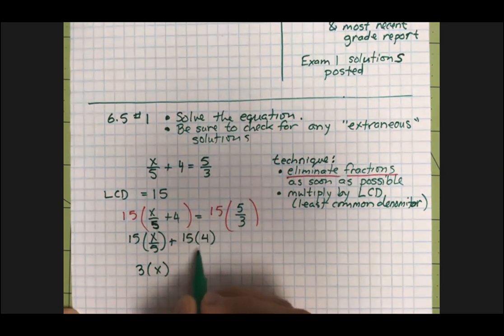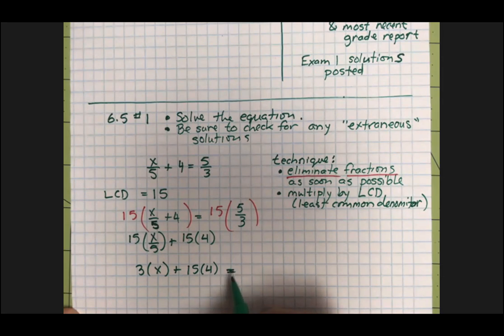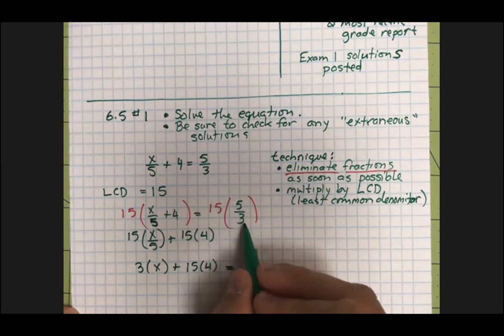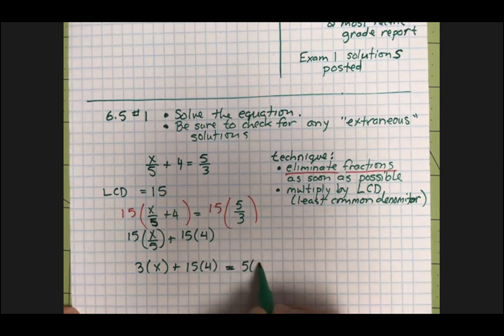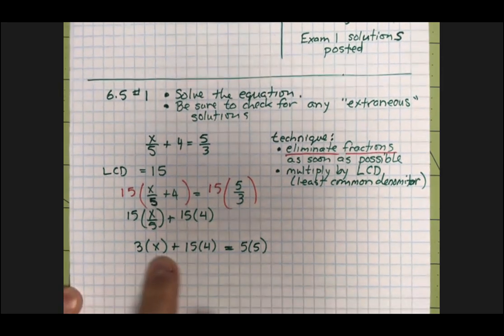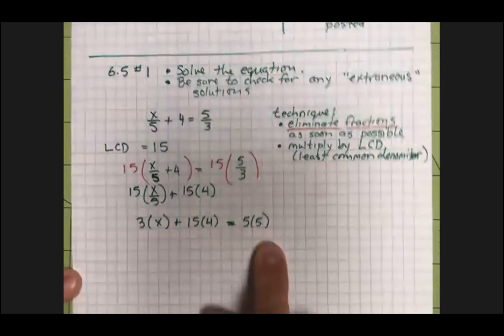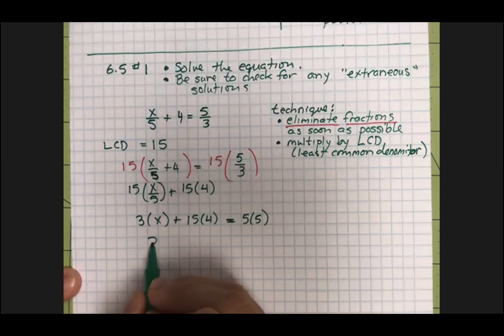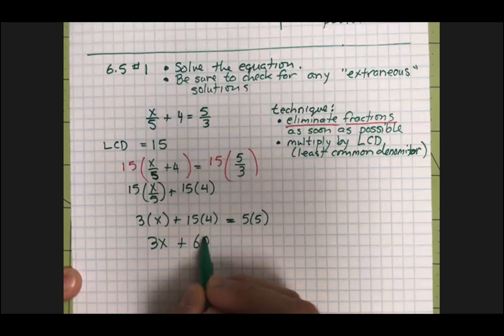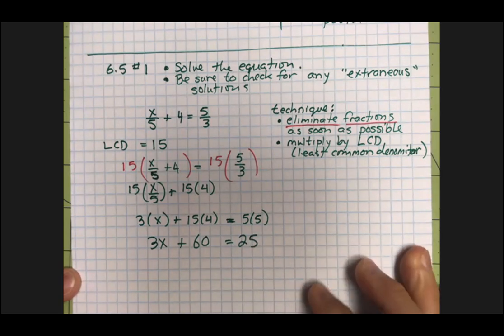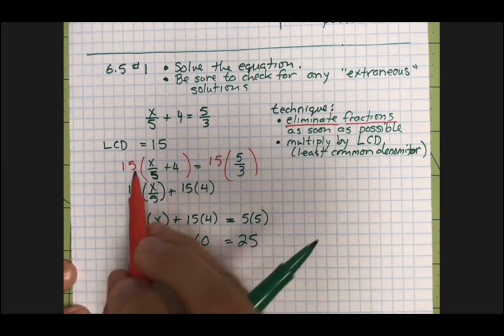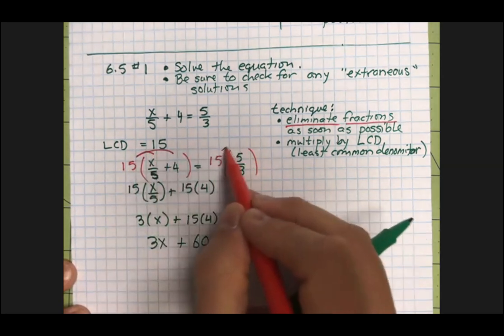15 times 4, well, there wasn't a fraction involved in that, so that's just straight away 60. On this side, I'm writing every step very carefully right here. In this side, 15 divided by 3 is 5. 15 over 3 is 5 to 1, so this is just 5 times 5. I'm just writing these out before I multiply them out. I could have simply said 3 times x plus 60 is 25. I could have said that right away, but I wanted you to see me canceling as I multiplied.